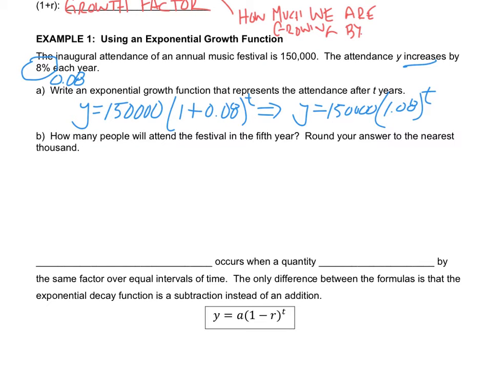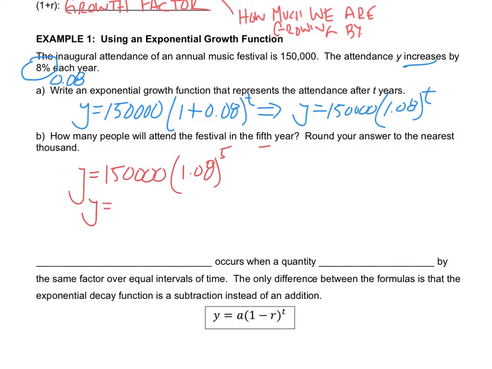Now, the second question is, how many people will attend in the 5th year? The 5th year is now our t, and we're rounding to the nearest 1,000. You always want to be looking for any kind of rounding. So we're just going to plug in 1.08 raised to the 5th power, remembering that in GEMDAS, exponents come before the multiplication. Don't fall into the trap of saying 150,000 times 1.08, then raise it. We do the raising first.